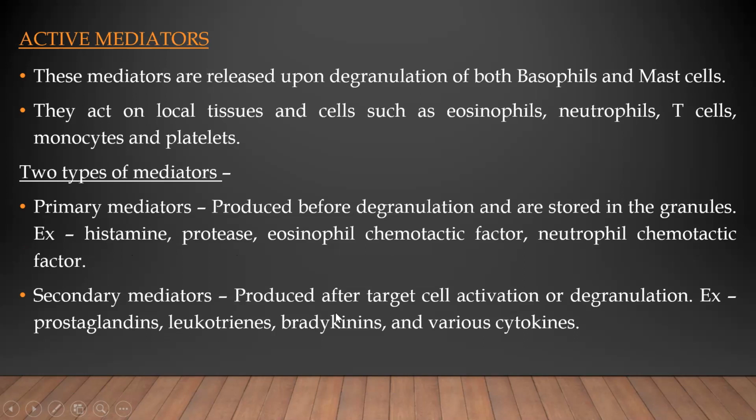What are the secondary mediators? These are produced after target cell activation and degranulation. Examples I have given you: prostaglandins. We have come across prostaglandins before. We have come across leukotrienes. And apart from these two, we have bradykinins and various cytokines. So these are the examples of secondary mediators.